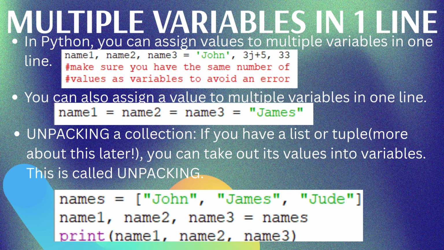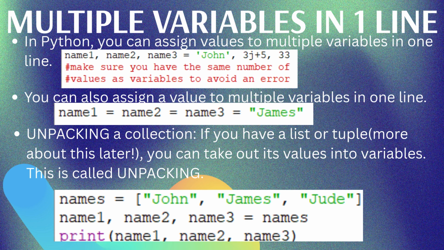You can also assign one value to multiple variables in one line. So you can have name1, name2, name3 equals James. So if you want name1 to be James, name2 to be James, name3 to be James, you don't have to do a three-line variable thing about that. You can just have it all on one line.